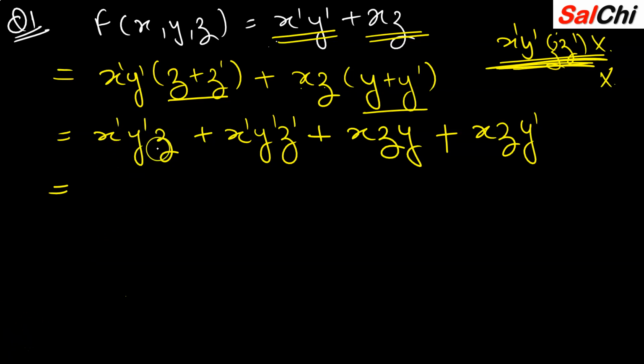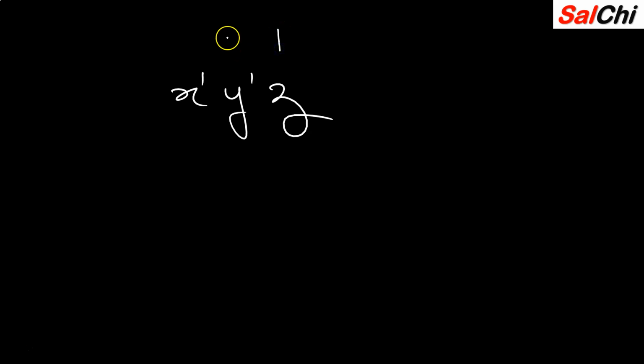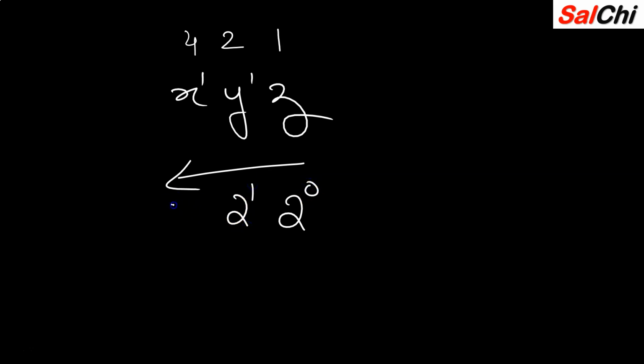Whatever is in non-complement form in this term, let's take this term only, forget about the entire question. X complement, y complement, and z is given. Here you can see z is not in a complement form. So what you will do, just number it 2, 1, 2, 4. What is the numbering? 2 raised to the power 0, 2 raised to the power 1, 2 raised to the power 2, 2 raised to the power 3. In that way you have to number them.